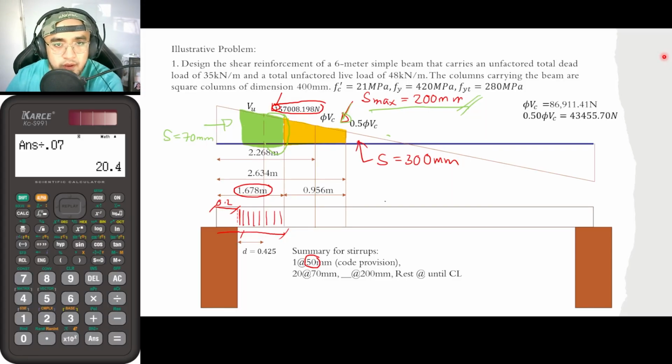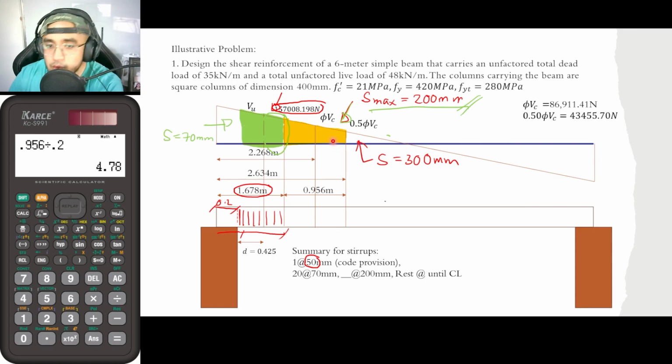So, 20 mm. So, with that guys, next up, at this region, let me find out how many pieces of rebars or stirrups there are. So, as you can see here, this is 0.956, divided by, what is the spacing? That is 200, which is 0.2. Okay. So, that is 4.78. So, if you would be rounding up, it will go beyond this. If you would be rounding down, it will be short.